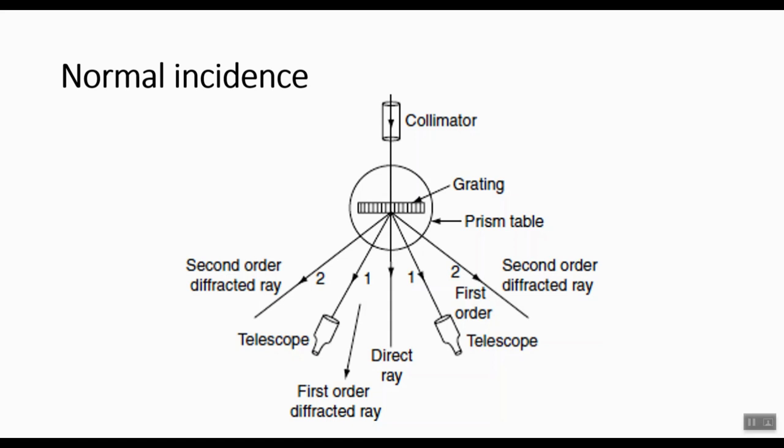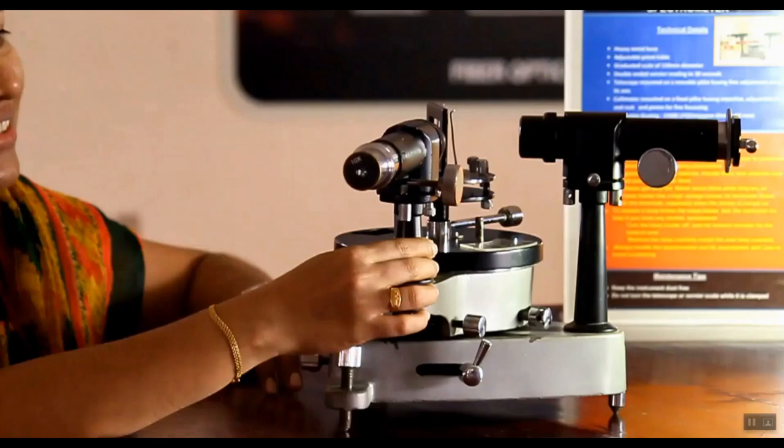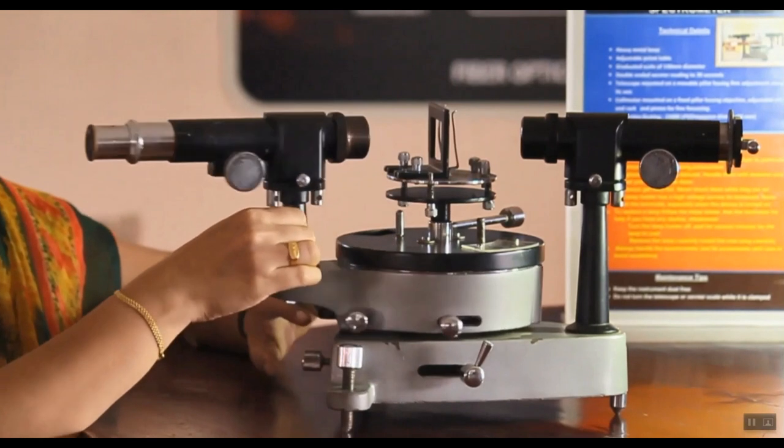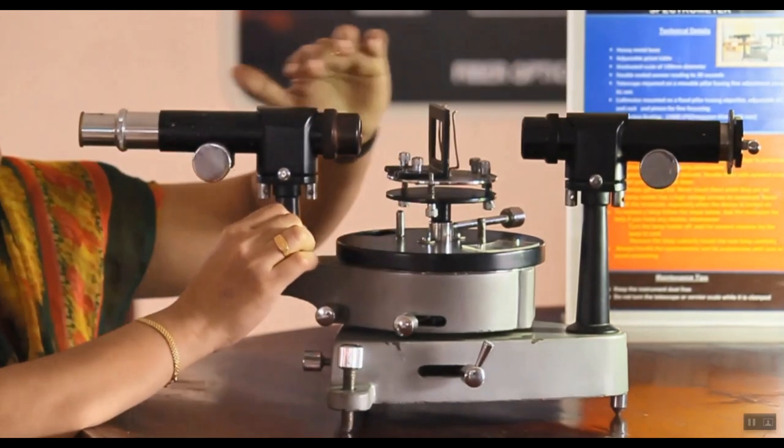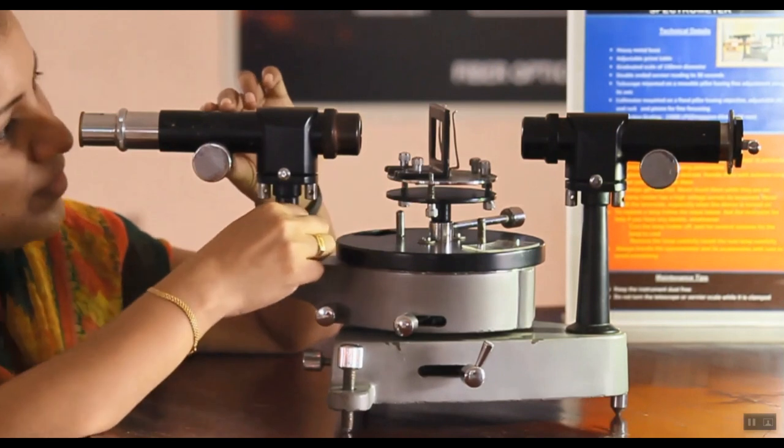The angle measurements become accurate when this particular condition is achieved. To achieve this condition, make the following arrangements. Bring the telescope in line with the collimator to get a direct image of the slit at the crosswire and clamp the telescope.